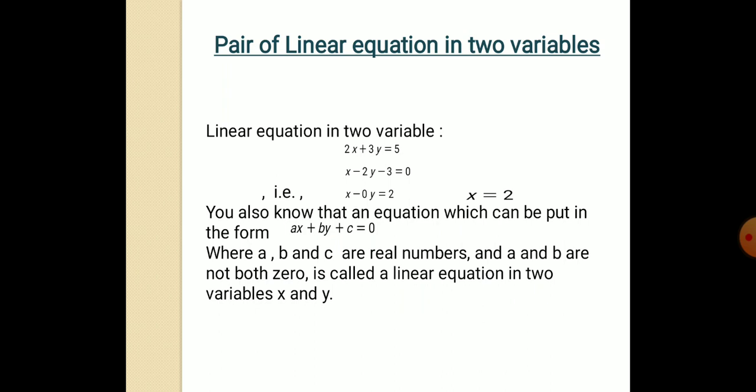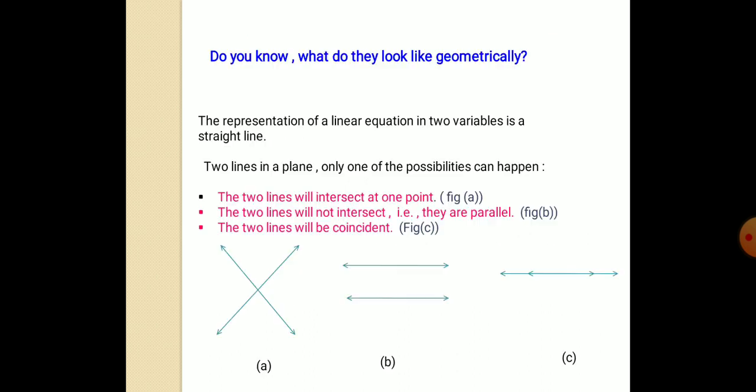Pair of linear equations in two variables. Linear equations in two variables: 2x plus 3y equals 5, x minus 2y minus 3 equals 0, x minus 0y equals 2, that is x equals 2. You also know that an equation which can be put in the form ax plus by plus c equals 0, where a, b, c are real numbers and a and b are not both 0, is called a linear equation in two variables x and y.